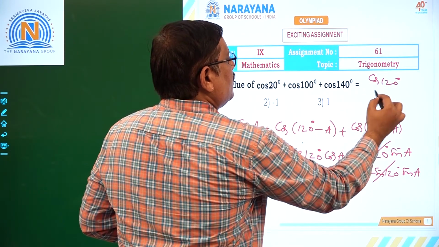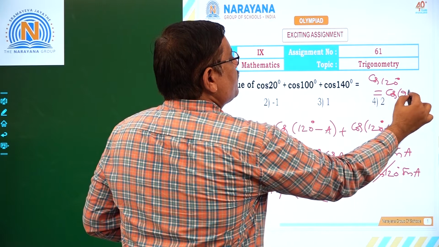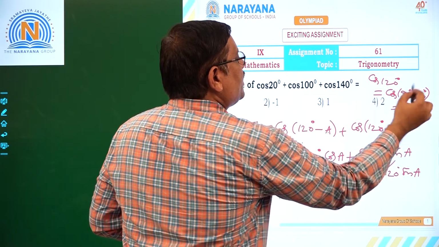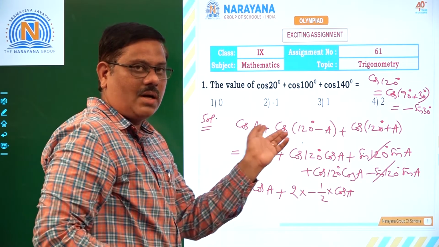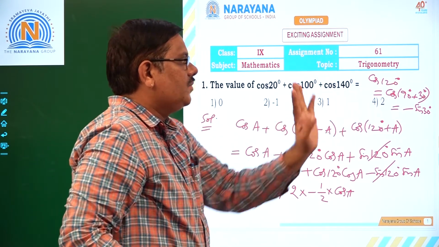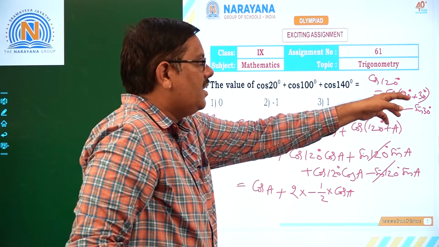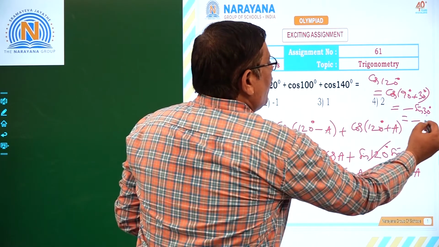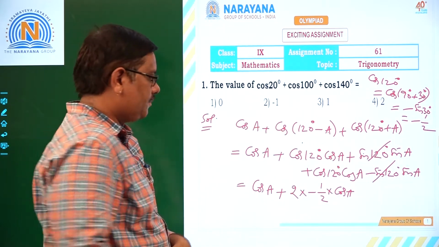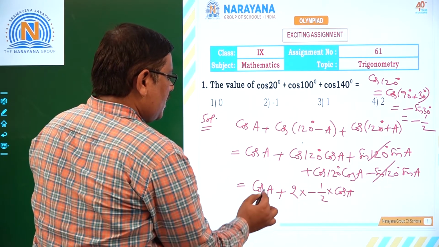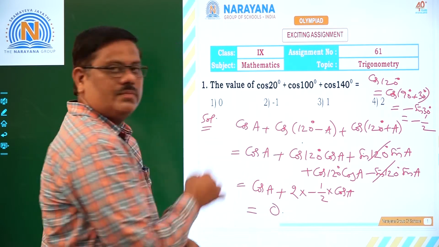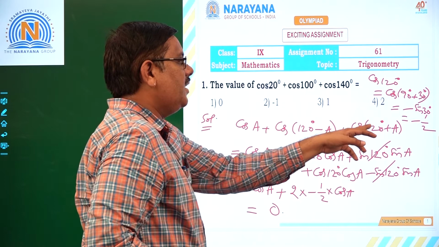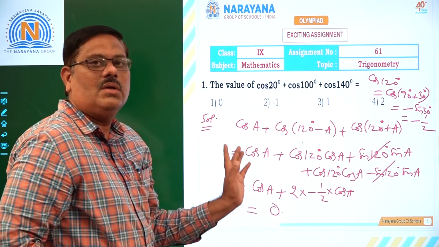Because cos 120 degrees is cos(90 degrees plus 30), that is nothing but minus sin 30 degrees, because 90 degrees plus 30 degrees is in the second quadrant, and in the second quadrant cos is negative. So cos(90 plus 30) becomes minus sin 30. Sin 30 is nothing but 1 by 2, so the result is minus 1 by 2. Here 2 cancels, cos A minus cos A becomes 0. So cos A plus cos(120 degrees minus A) plus cos(120 degrees plus A) is always equal to 0.